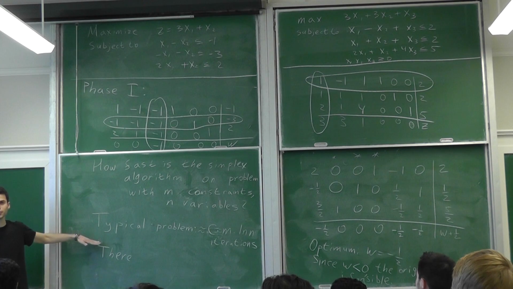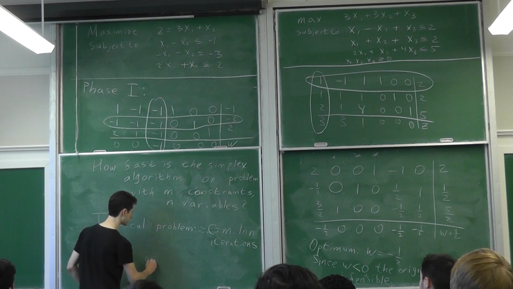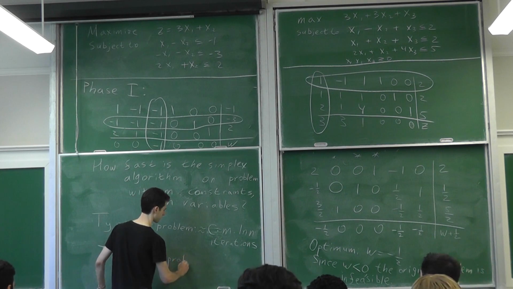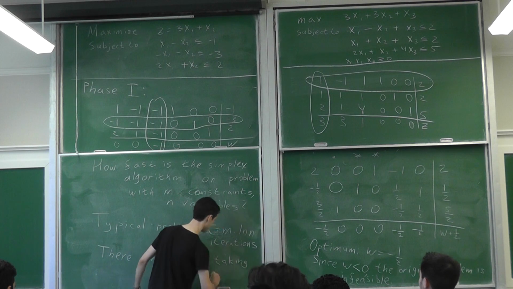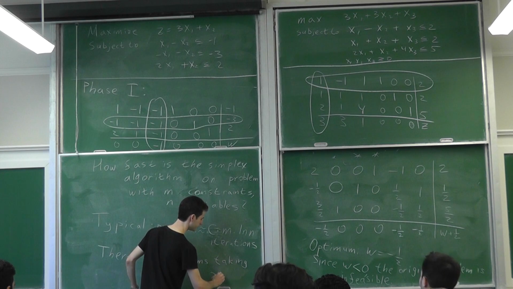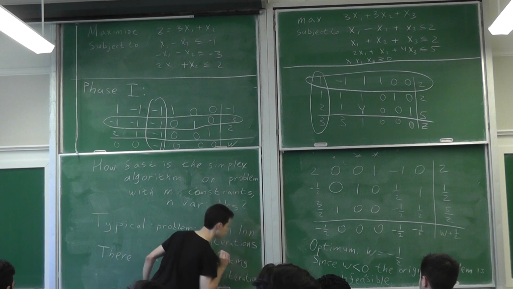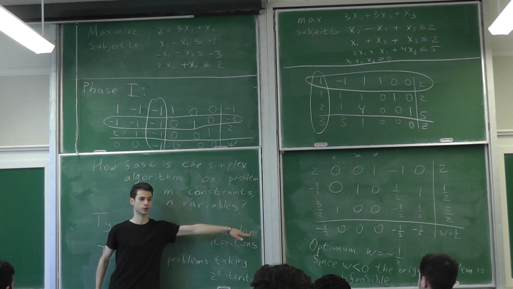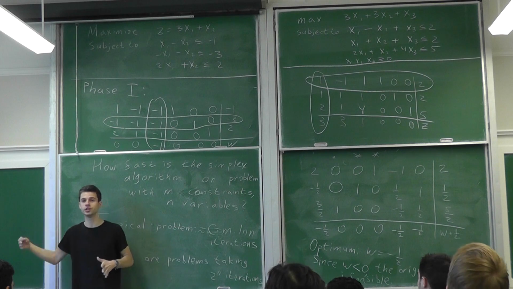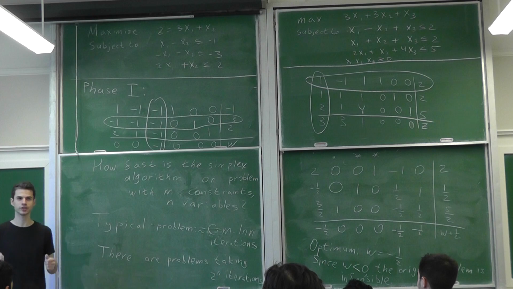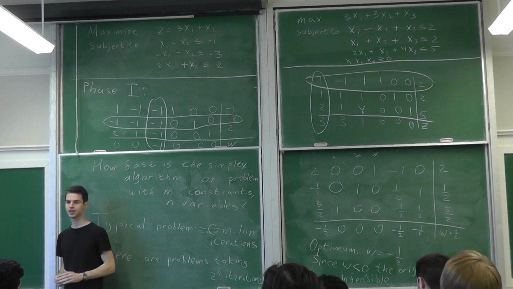Well, from a theoretical viewpoint, this is not even close to the actual answer. There are problems taking something like 2 to the power n iterations. So not just it grows like a logarithm with the number of variables, it grows exponentially fast. So if you try to come up with a really, really hard problem, well, you will succeed.